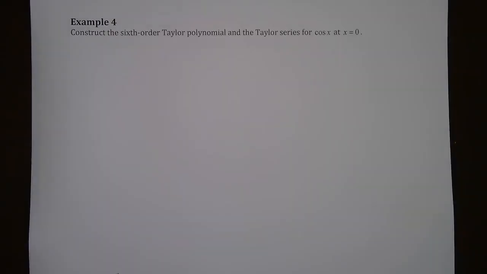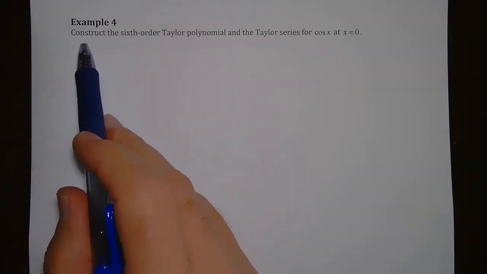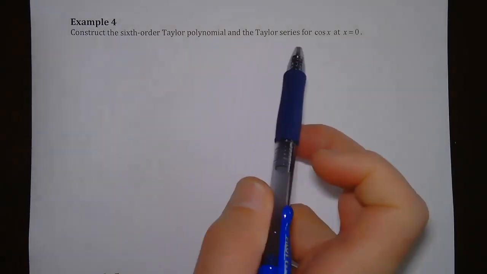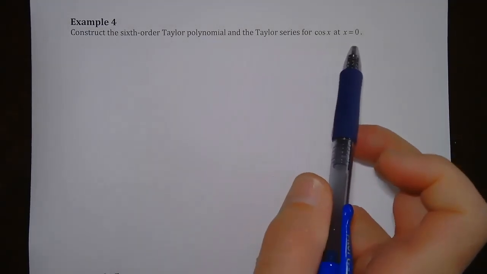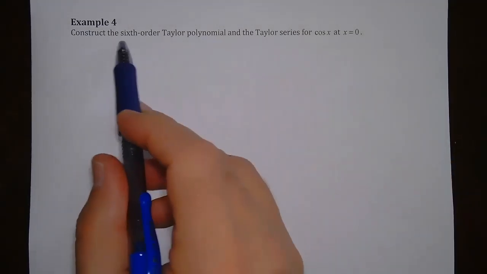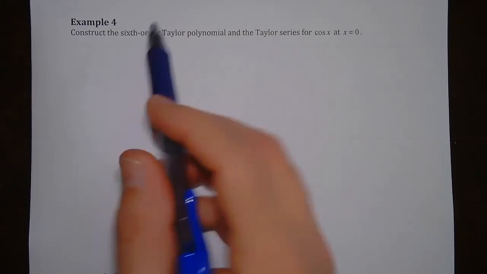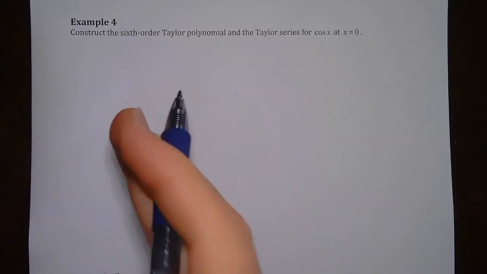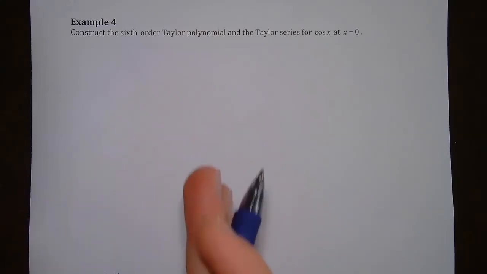Okay, for this next example, we're being asked to construct the 6th order Taylor polynomial and the Taylor series for cosine x at x equals 0. Okay, so if you want to construct this, the 6th order, that means you need up to x to the 6th power. So you need an x to the 6th power, and that'll be the last one.